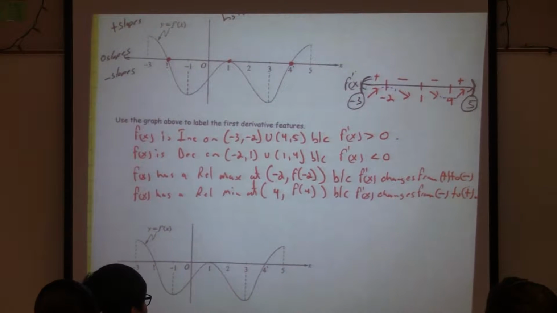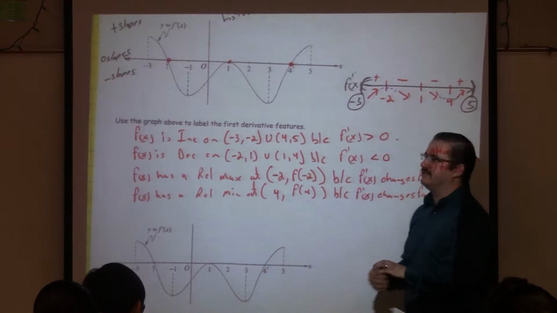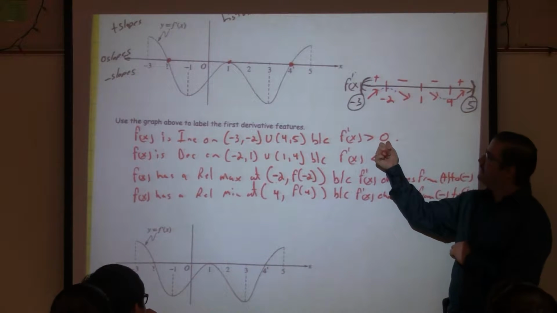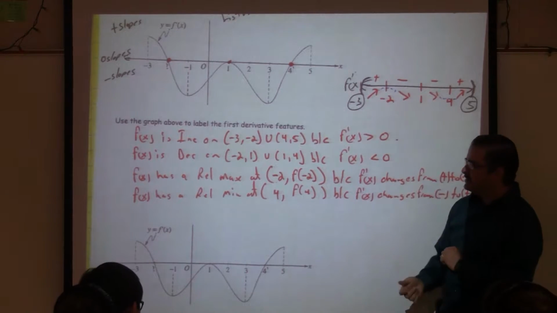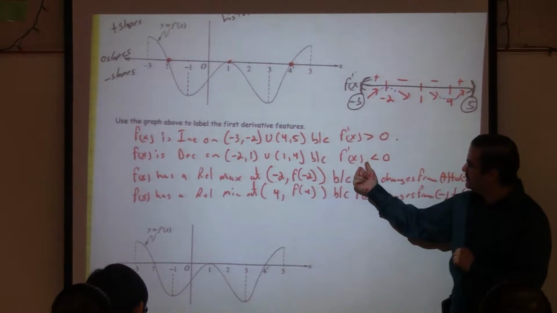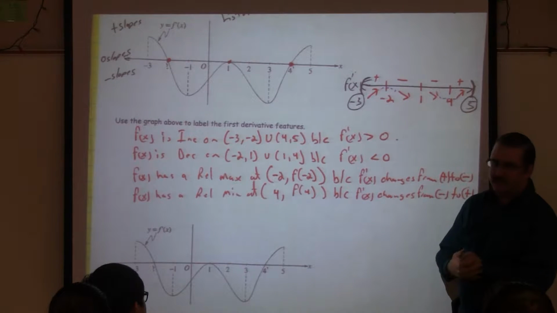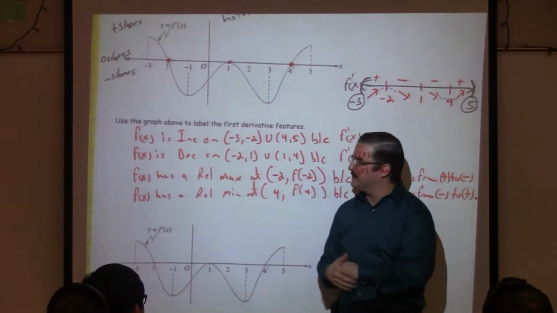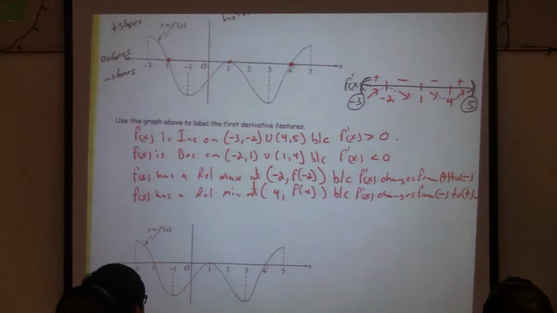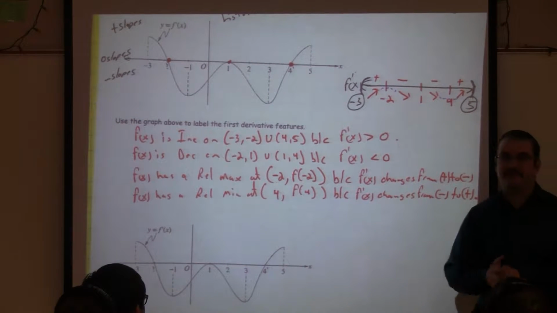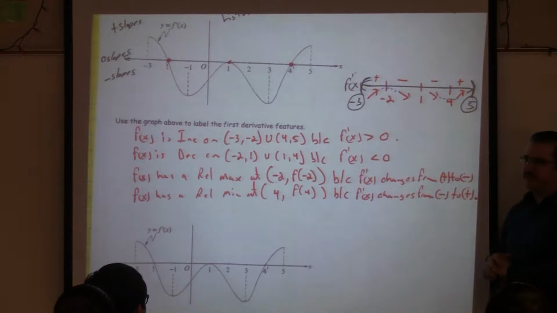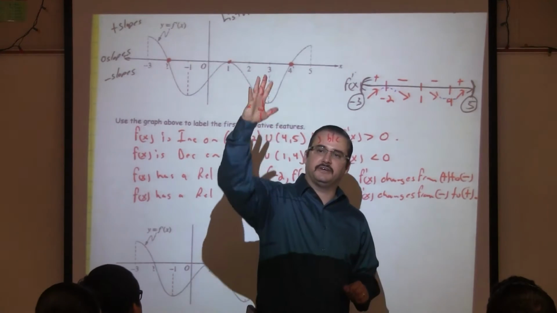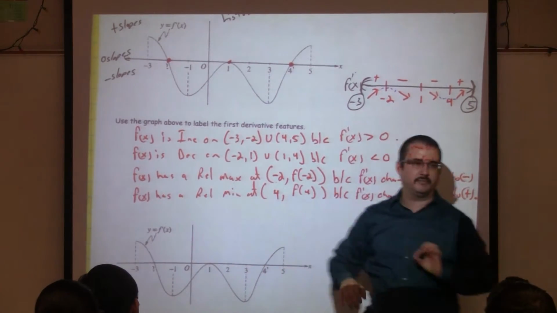Okay? So the function should be increasing if the first derivative is what? Greater than 0. Greater than 0, meaning it's? Positive. The function is decreasing if the first derivative is? Less than 0. Less than 0 or? Negative. When do I have a relative maximum? When the derivative changes from positive to negative. The original function would change from going what? Increasing to decreasing. That would make me have a max, right?